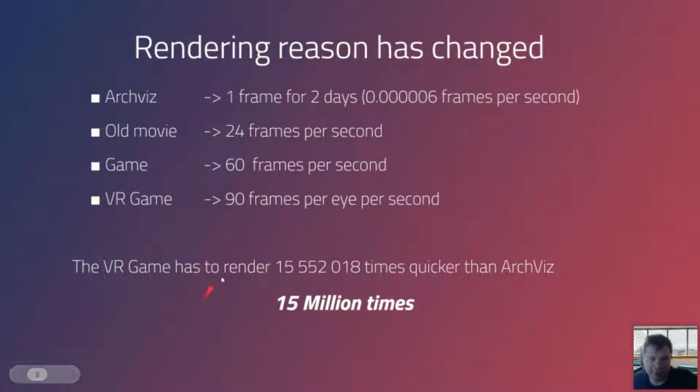So if you think about that for now, the VR game needs to render 15 million times more or quicker than when we prepared something for ArcViz. That's crazy, right? So there must be some things when we pick the older model that was not prepared directly for the gaming industry or for mobile. We need to at least consider making something to make it a little bit better. And I hope that makes sense, that we have 15 million reasons for that.